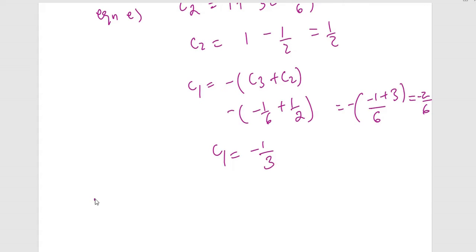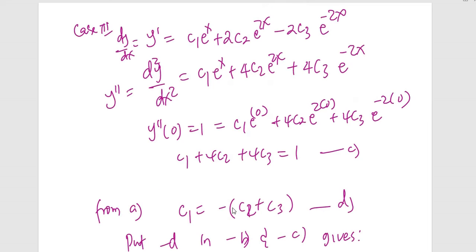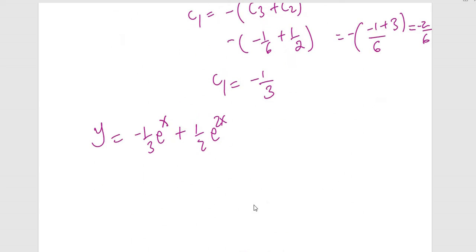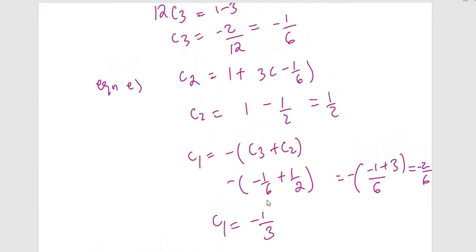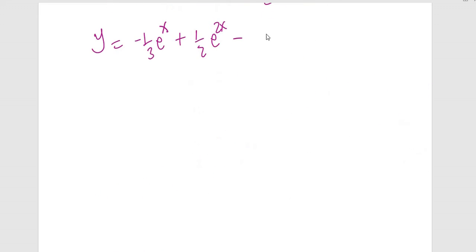So my equation becomes y is equal to c1, which is minus a third e to the x, plus my c2, which is a half e to the 2x, then c3, which is minus 1 out of 6 exponential of negative 2x.